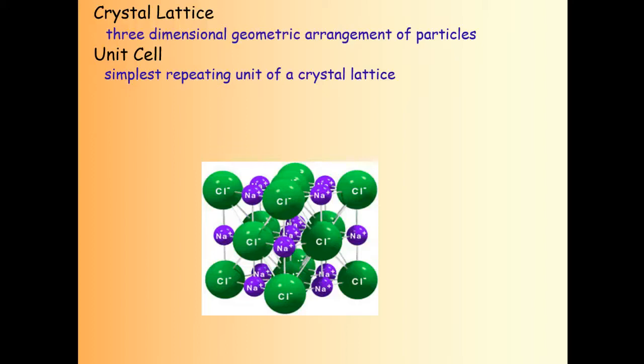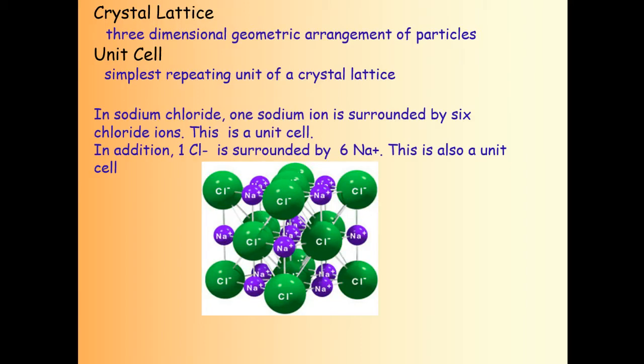So in this crystal lattice we have here sodium chloride, table salt. The sodium ions are in purple. One sodium ion is surrounded by 6 chlorine ions. Now we see 4 of them right here, so one chlorine ion would come out at you and the other one would go behind you. That's one unit cell. In addition, one chlorine ion is surrounded by 6 sodium ions. And again, you would have one sodium come out from this chlorine and one go behind it. That is also a unit cell.